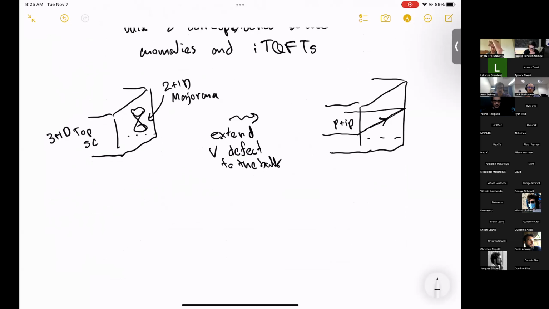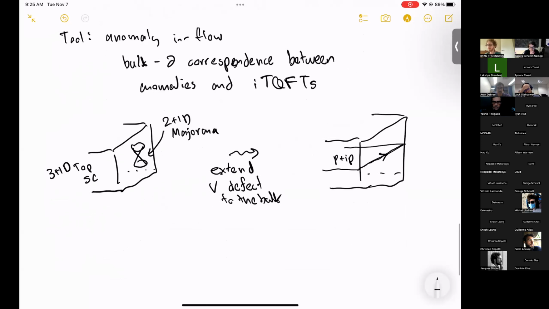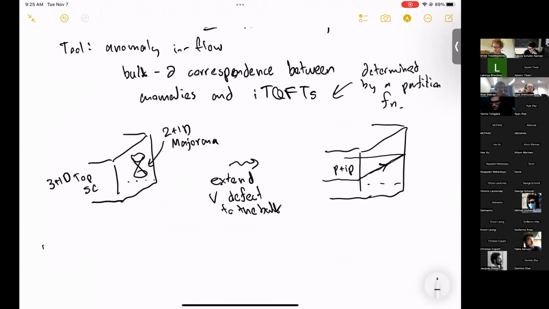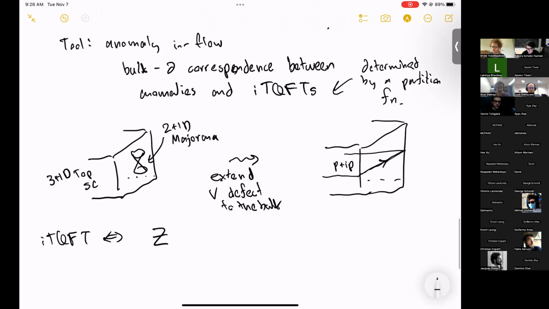In order to do this, all you really need to know about invertible TQFTs is that, for the purposes of this talk, they are determined by a partition function. Actually, let's write it here. So an ITQFT will be the same data as some partition function, which we'll call Z.